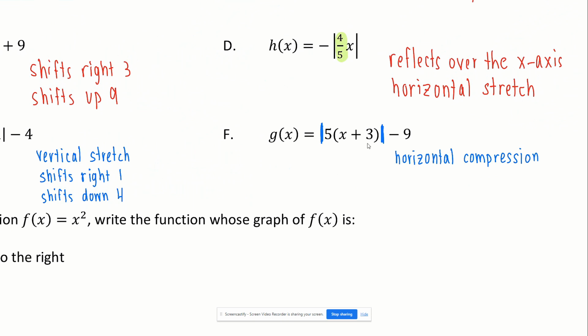Next, I'm adding 3, still where? Inside. So, horizontal shift. It's the opposite, so that means it's a -3 horizontal shift. So it shifts left 3. And then, lastly, we have -9, where? Outside. So that's a vertical shift. And remember, it is what it is. What's a -9 vertical shift? Shifts down 9.